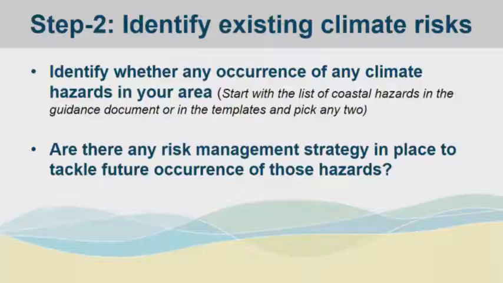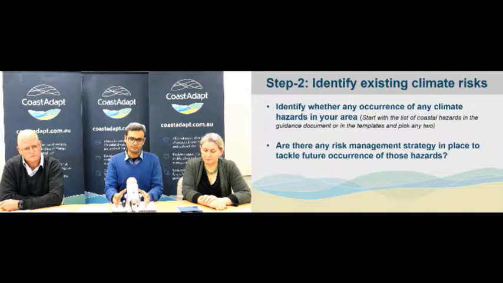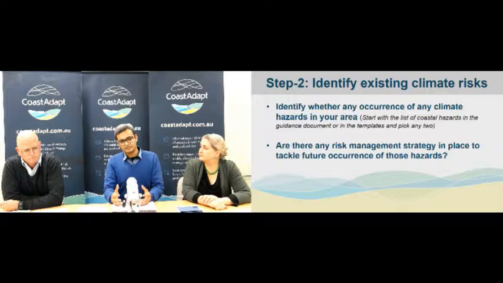So in step one, you have identified your objective and scale, and you have selected what time frame and scenario you want to use in your assessment. In step two, it's about identifying your existing climate-related risk. It is essentially working with people who have local knowledge and local expertise, and trying to find out what sort of hazards have happened in your area in the past.